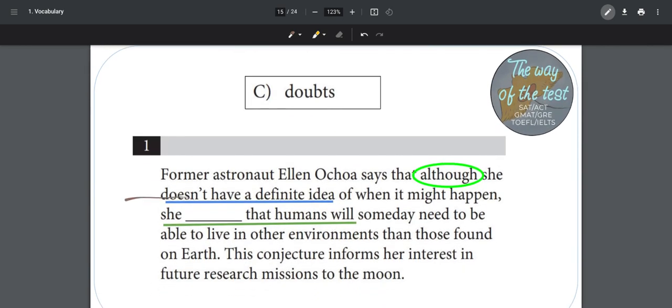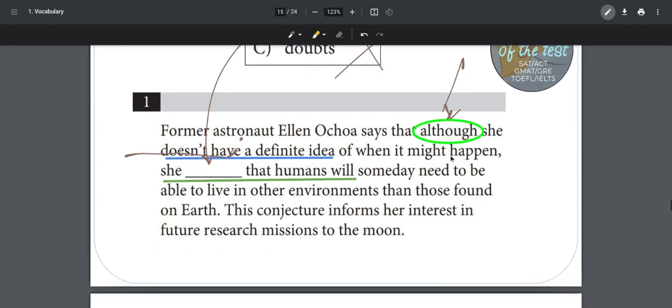Doubts. She doesn't have a definite idea and she doubts that humans will someday. Well, in this case, not having a definite idea is kind of doubting, right? Because you don't really have a definite idea. So there's not really a contrast. There's no contrast that is marked by the word although, because doubting is not having a definite idea. So we're not going to let it pass.